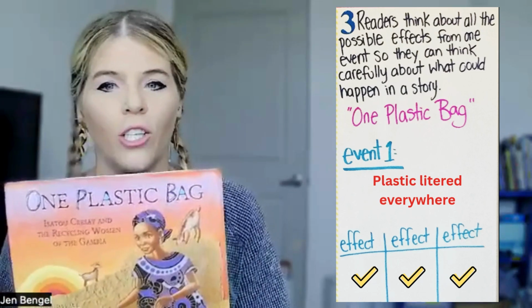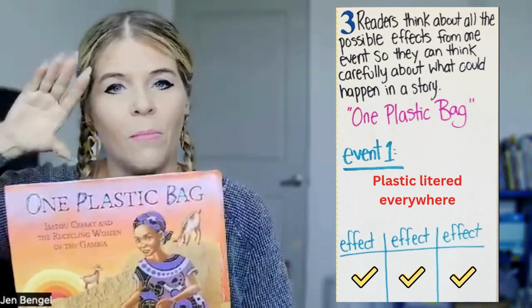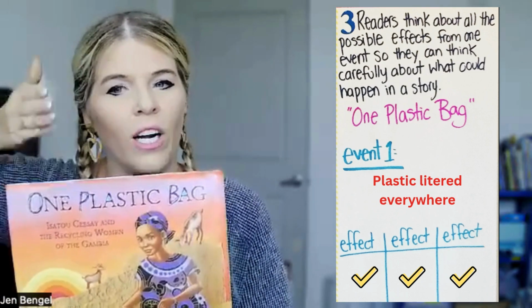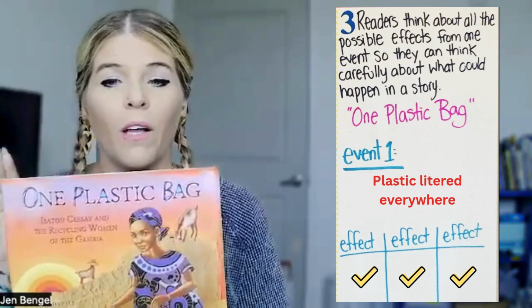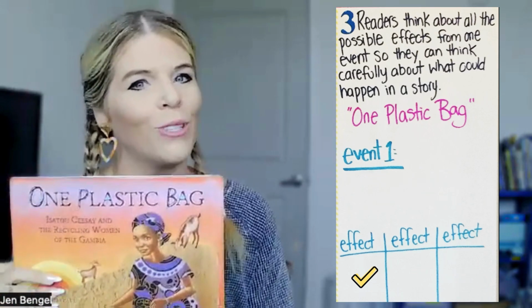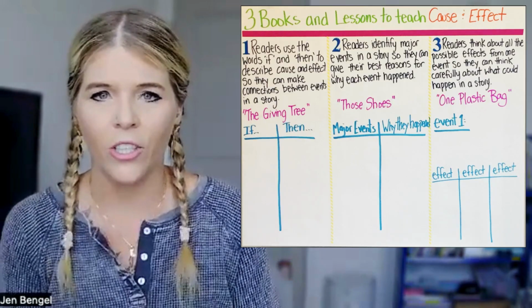So in your anchor chart, you would title it One Plastic Bag, and then you would write the main event, and then have different effects, maybe a 3-column chart so they can see, wow, there are multiple effects to this one event. This is a higher level skill, right? Because now we're really going to that next level of cause and effect. But you can see how teaching just cause and effect can look different depending on the book you're using and depending on the mini lesson angle that you're using.